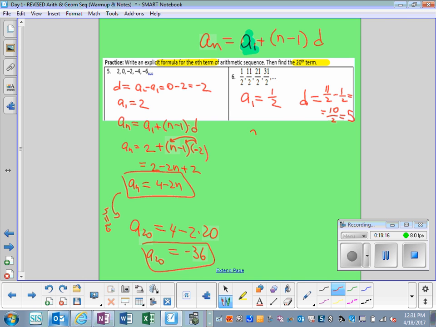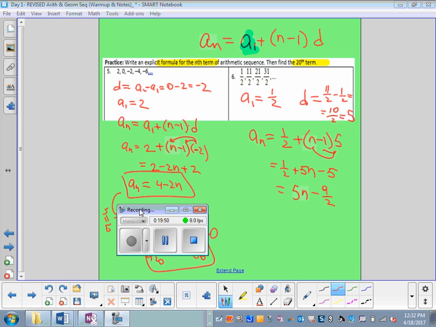Now I can plug them into the formula. AN equals A1, which is 1/2, plus N minus 1 times 5. To simplify, I just distribute 5 in. So 1/2 plus 5n minus 5, which can simplify more: 5n minus 9 over 2. If fractions scare you, calculate them. 1/2 minus 5 is negative 9 over 2. So this is the explicit formula for the nth term of my arithmetic sequence.